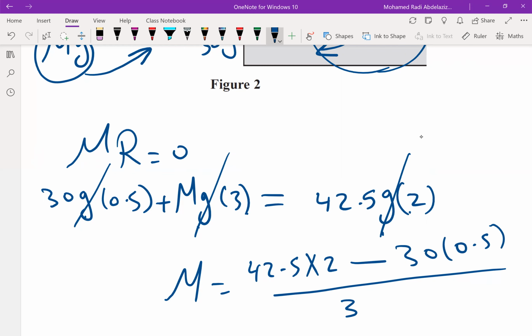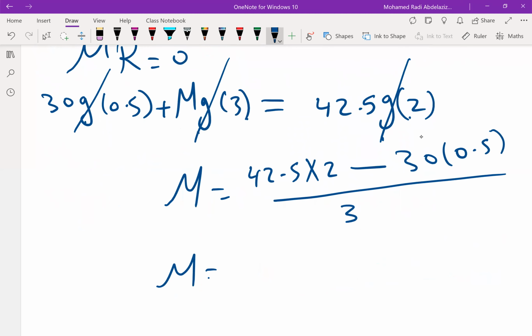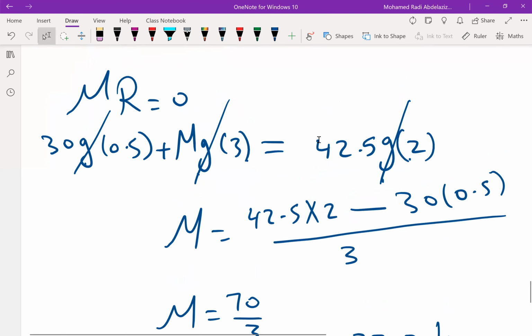So the final answer is 70 over 3. Mass is 70 over 3, or you can write it as a decimal, 23.3 kilogram. So the final answer. Thank you.